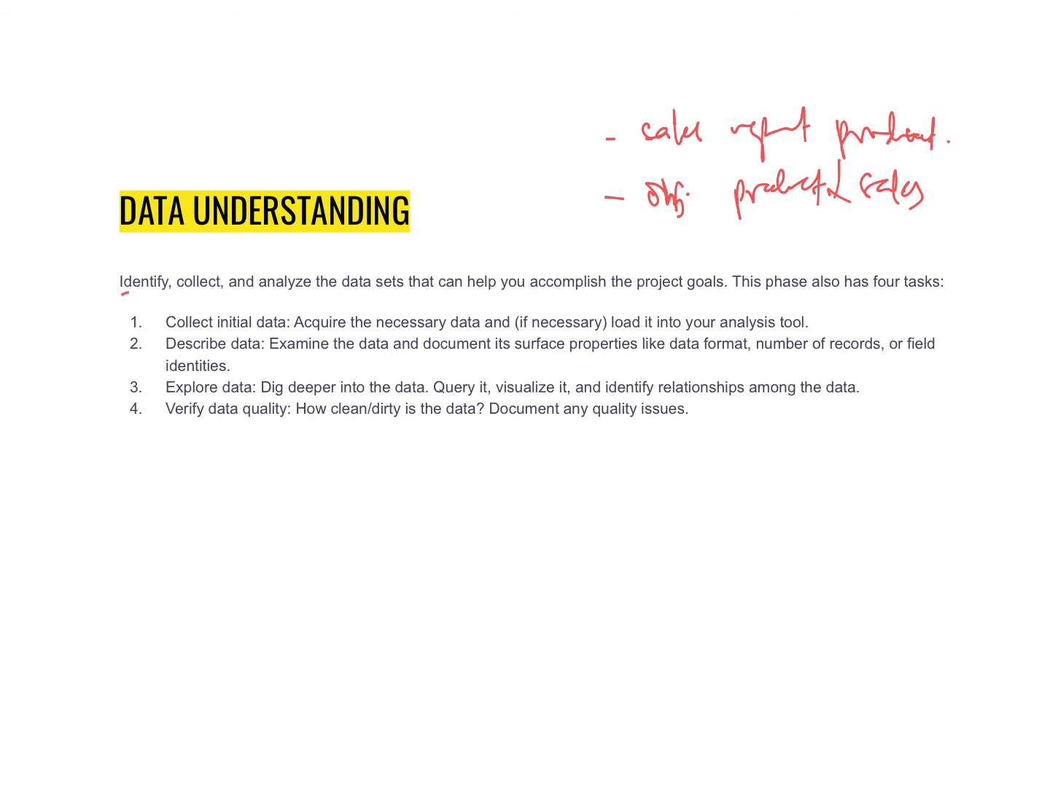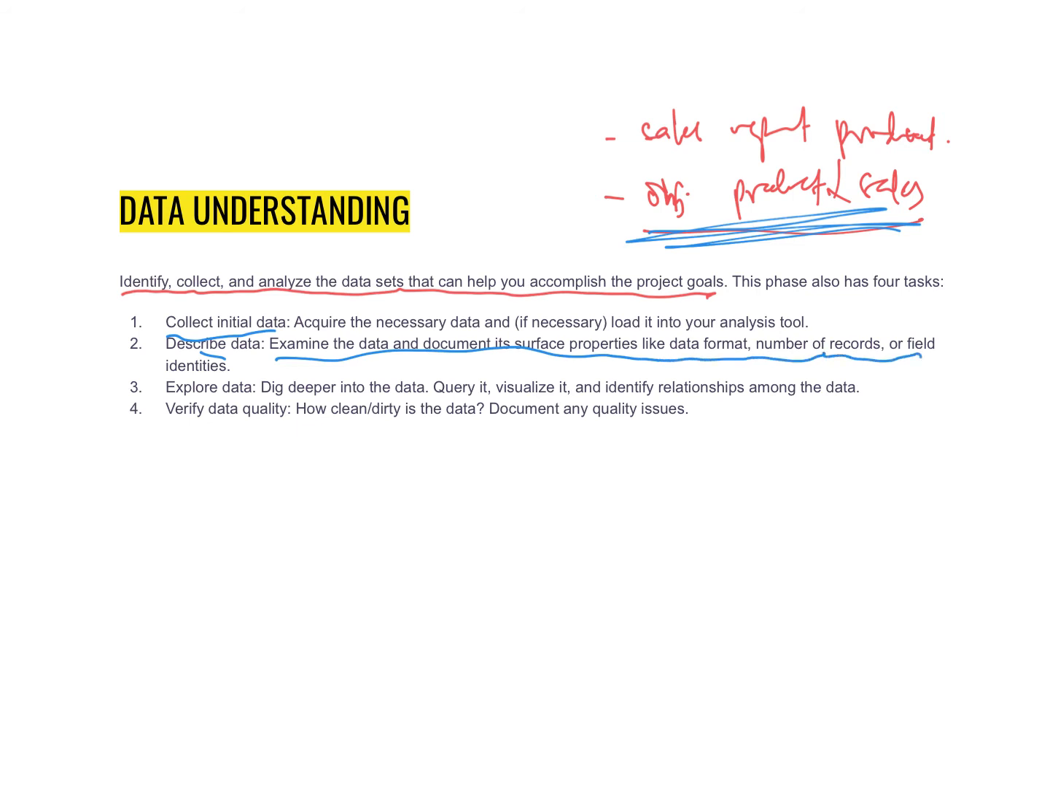So apa dia data understanding? Identify, collect and analyze data set that can help you accomplish the project goals. So kita akan cari data mana yang boleh kita guna untuk dapatkan objektif ni. Objektif kita kat sini ialah to predict the sales, product sale. So what you have to do, first collect initial data. Okay, then describe the data, which is examine the data and document its surface properties like data format, number of records, field identities.